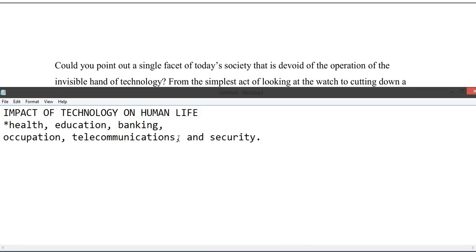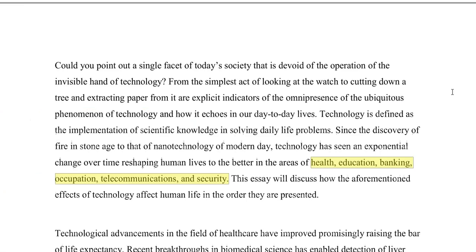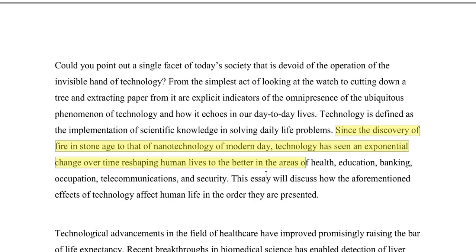Health, education, banking, occupation, telecommunications, and security. So what was that? So that was the thesis statement. Now what is the thesis statement? From here to here it was the thesis statement.